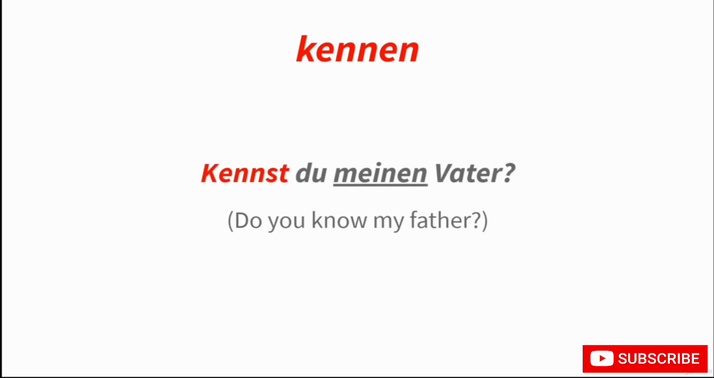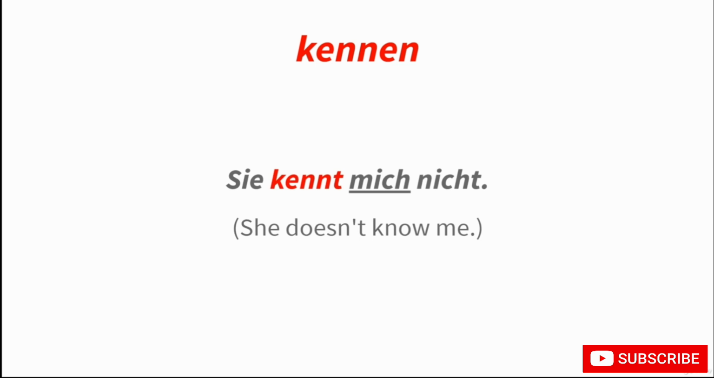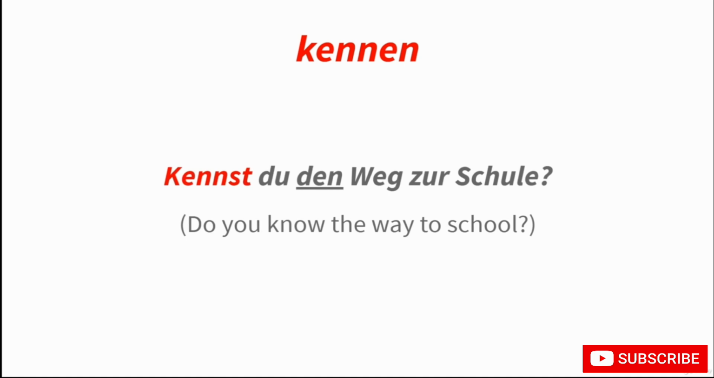Let's do German examples. For example, kennst du meinen Vater? Do you know my father? In this case, kennen is used. It's about knowing a person. Sie kennt mich nicht. She doesn't know me. It's also about knowing a person. That's why kennen is used. Or, for example, kennst du den Weg zur Schule? Which means, do you know the way to school? It's about knowing how to go somewhere. That's why kennen is used.